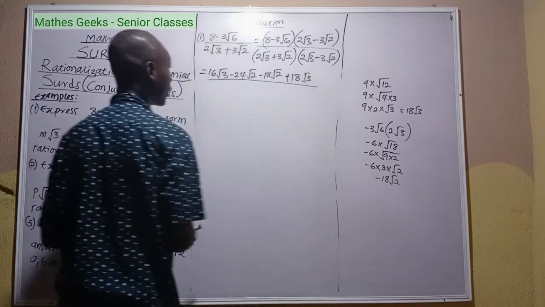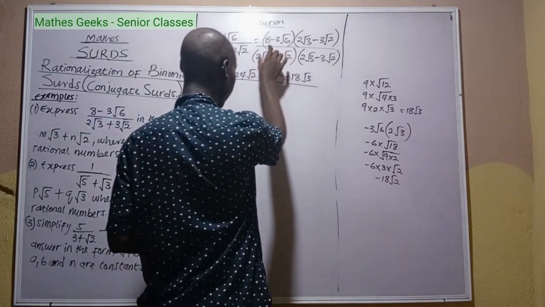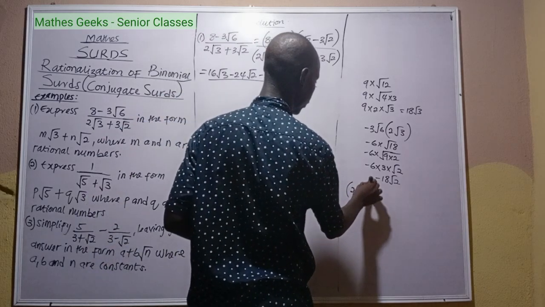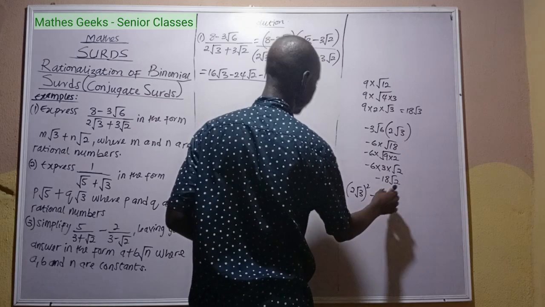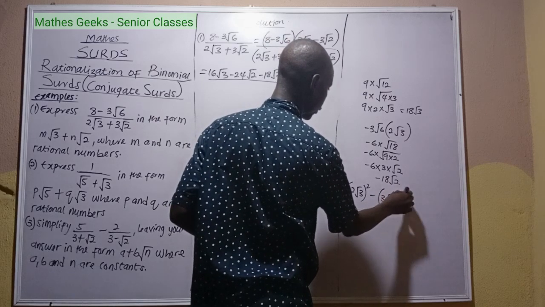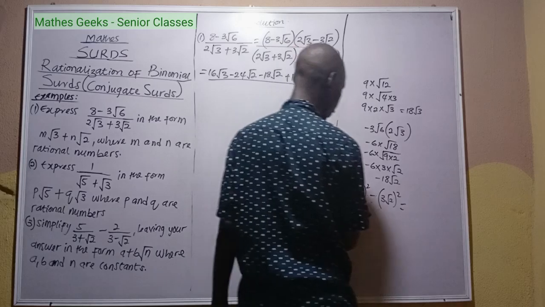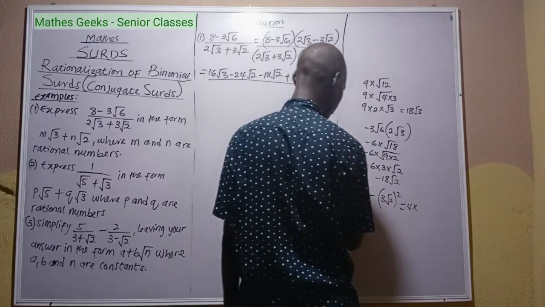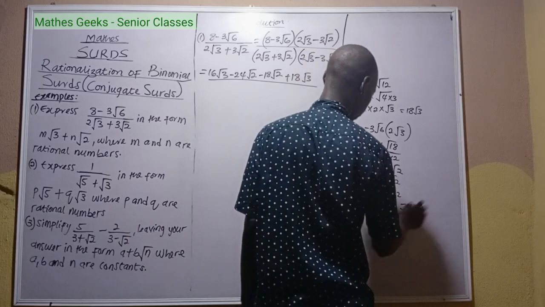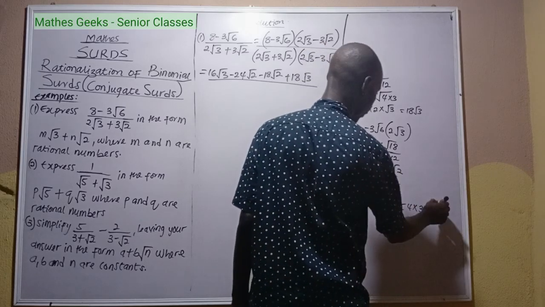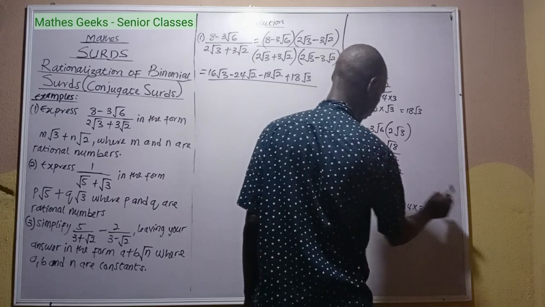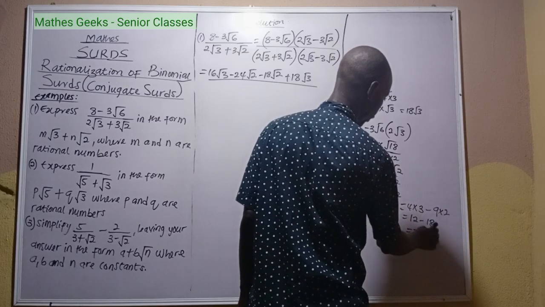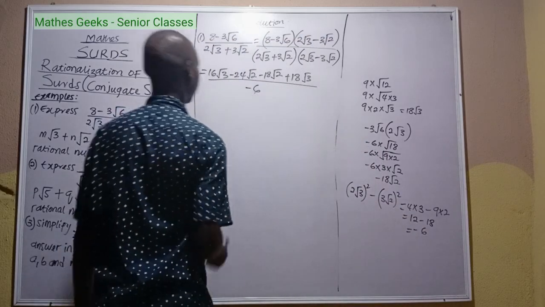So now this is the difference of two squares. So that will give me 2 root 3 squared minus 3 root 2 squared. The square of 2 is 4, the square of root 3 is 3. 4 times 3 minus the square of 3 is 9, the square of root 2 is 2, 9 times 2. That's 12 minus 18. That's minus 6. Here is minus 6.